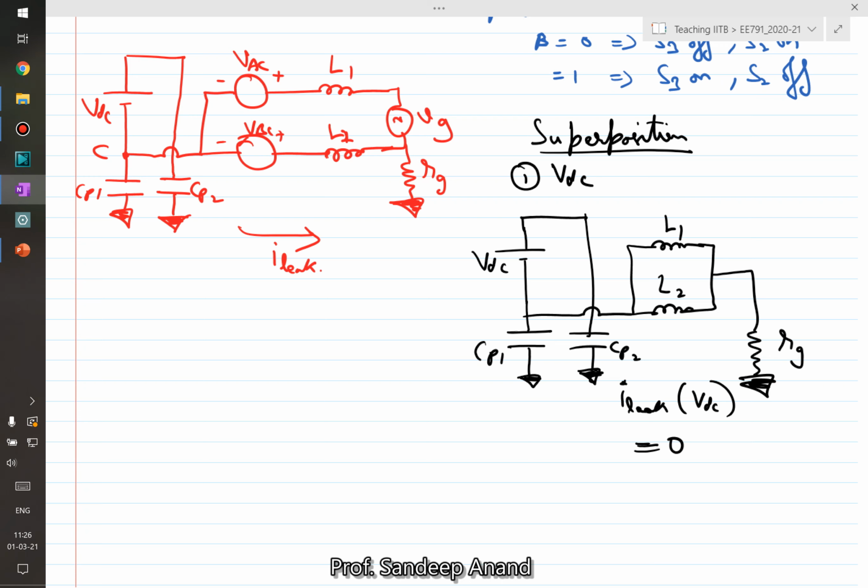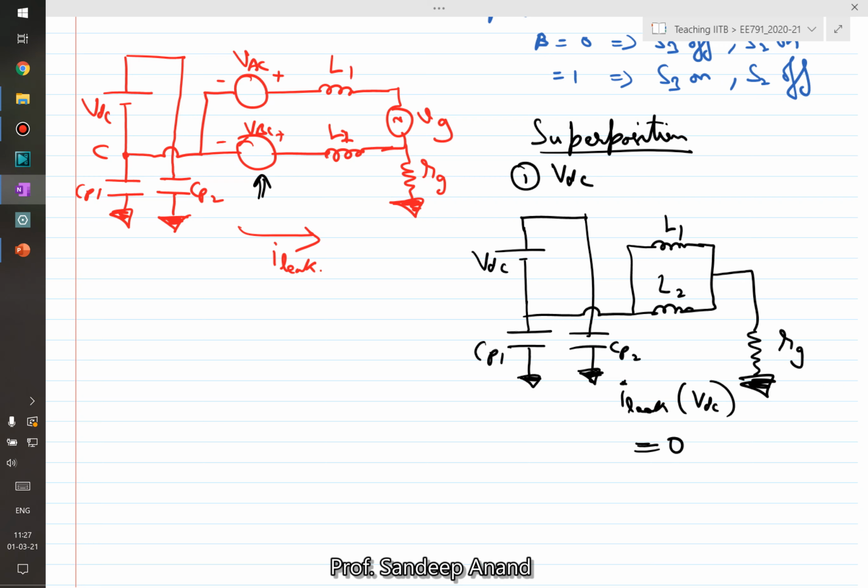Now just a caution here: the leakage current does depend on the magnitude of VDC, which you will see, but it does not depend on the DC source directly. The reason is that VAC and VBC, these two voltage sources, are also a function of VDC, and these are the two sources which actually lead to the leakage current and make it a function of VDC. So yes, leakage current is a function of VDC, but the leakage current because of this particular source shown in this figure is 0.